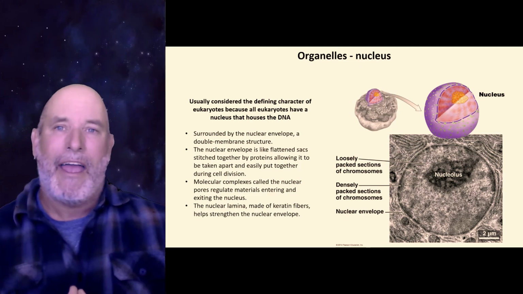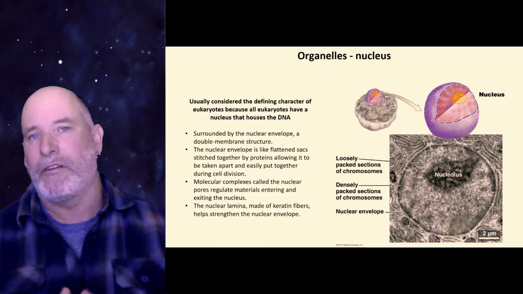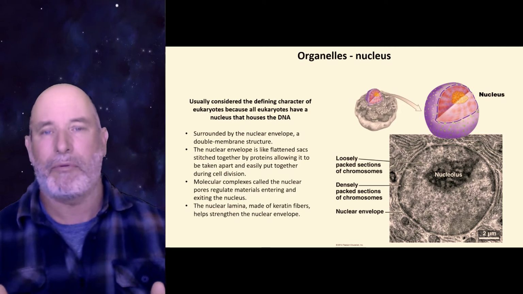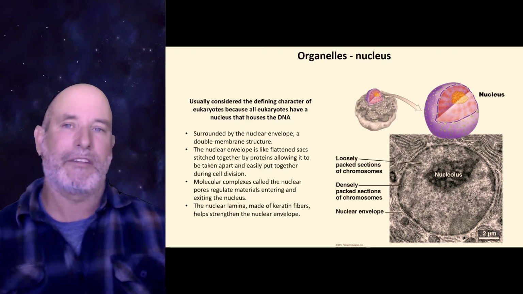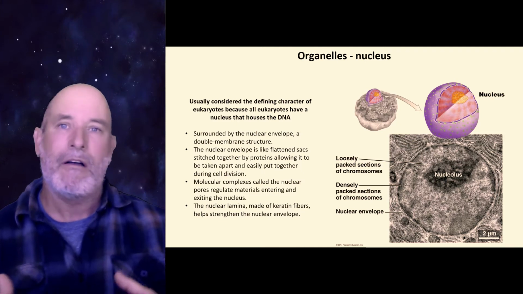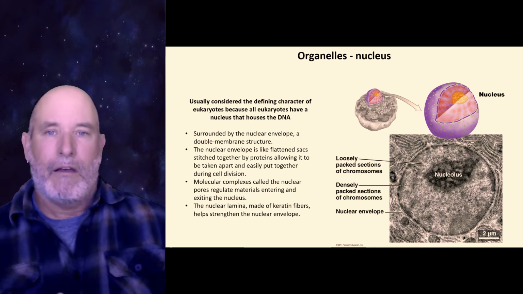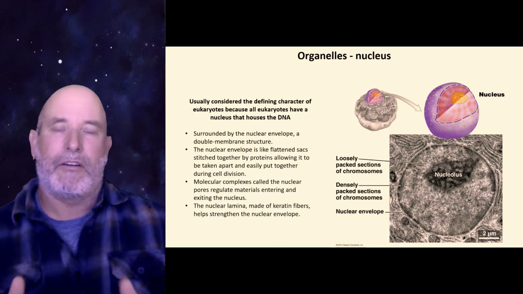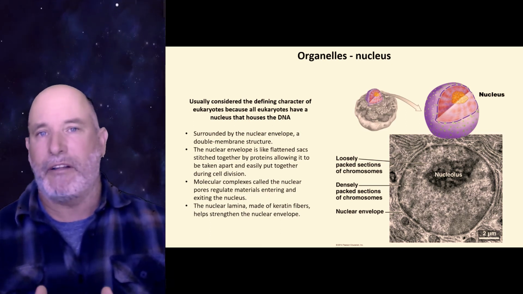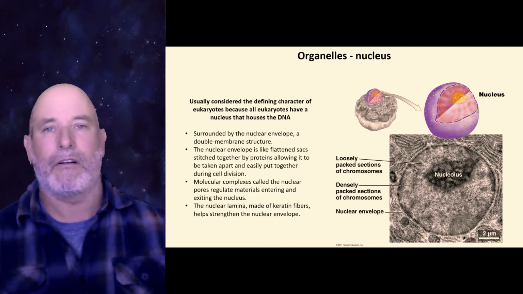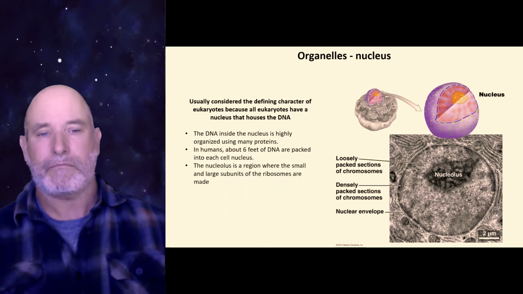It's kind of cool. And to let materials in and out of the nuclear envelope are the nuclear pore complexes. These are large molecular complexes that act as the gatekeeper between the nuclear envelope and the cytoplasm. And there's also the nuclear lamina. This is made up of intermediate filaments that make the nuclear envelope stronger.